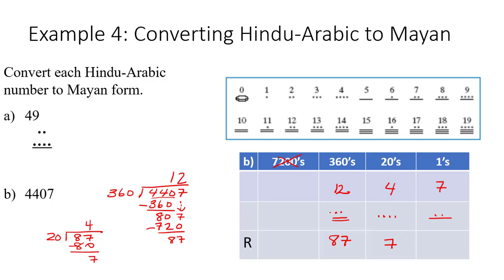Okay, so starting with the biggest place value, we build our number. So the top will be the 12 360s. The next digit would be the 4 20s. And then the next digit is going to be 7. That's the Mayan number for 4,407.